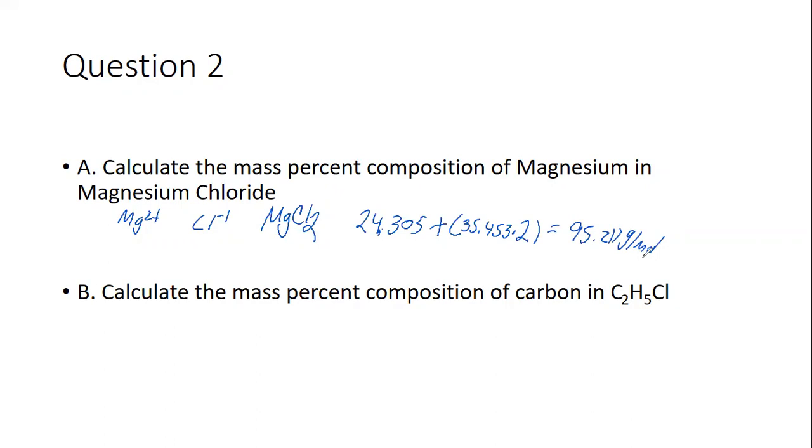Now, I want the mass percent composition of magnesium. The weight of magnesium in this compound for 1 mole, we only have 1 magnesium, so it is 24.305 divided by the total weight of our compound, 95.211, multiplied by 100%, and the weight composition of magnesium is 25.528%. Questions about A?